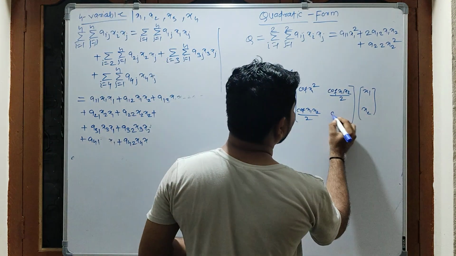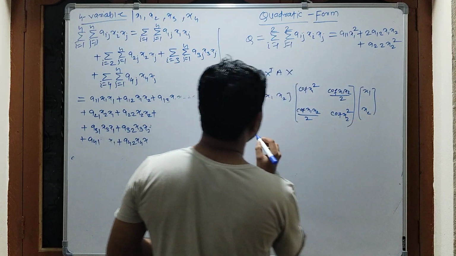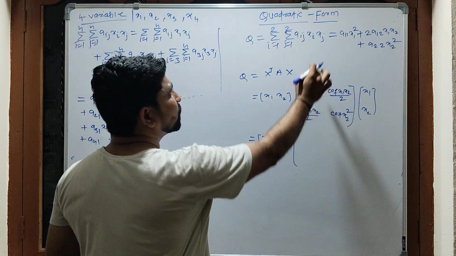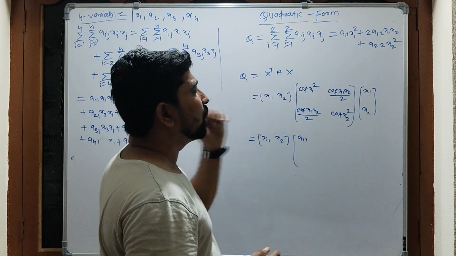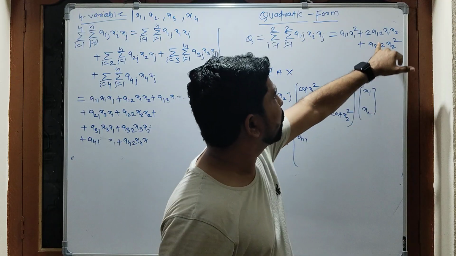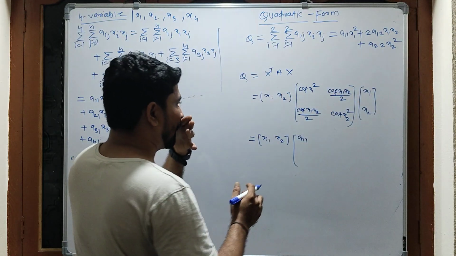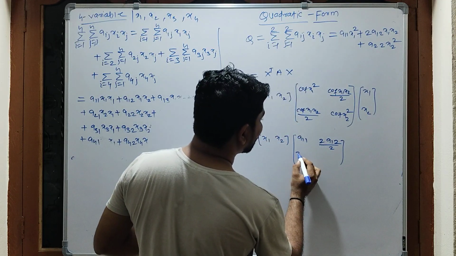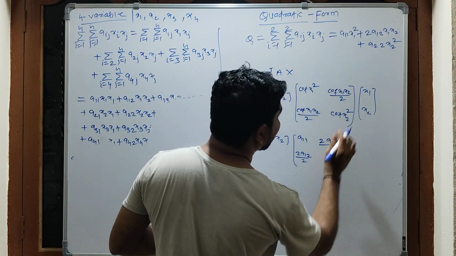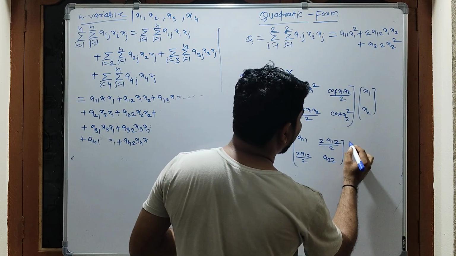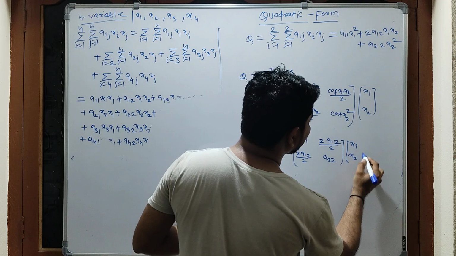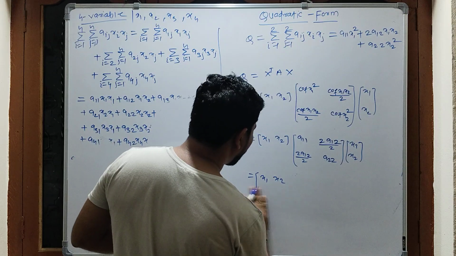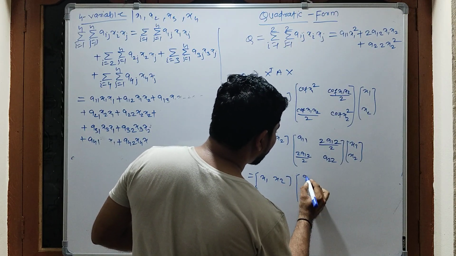Then write the coefficient of x2 squared. So this is equal to x1 x2 times the matrix. Now the coefficient of x1 squared is a11, and the coefficient of x1 x2 is 2 times a12. So writing 2 times a12 divided by 2 in both off-diagonal positions, and the coefficient of x2 squared is a22, times x1 and x2. The 2 gets cancelled, so this is equal to x1 x2 times the matrix with a11 here.